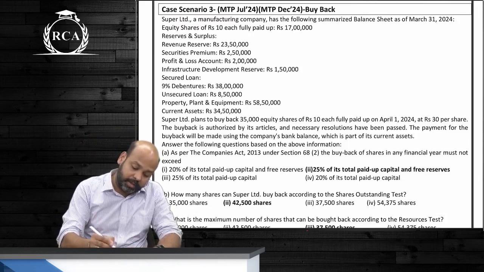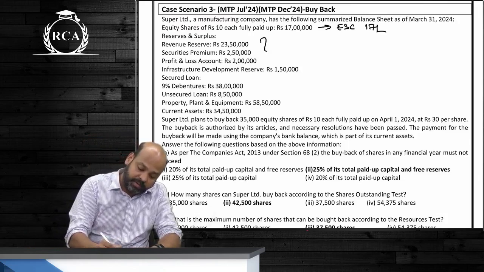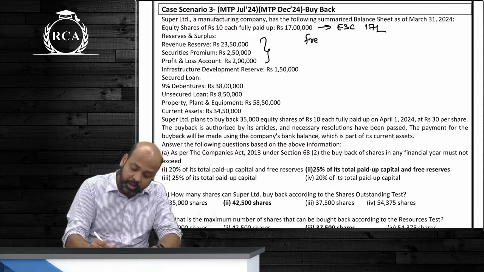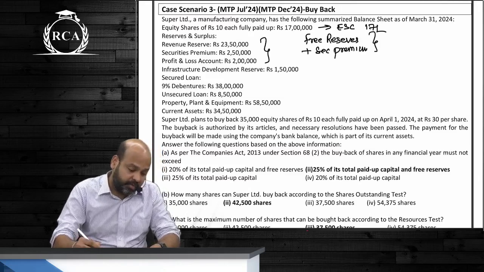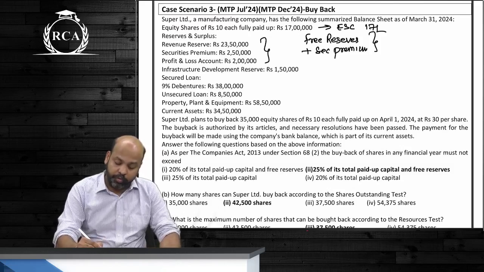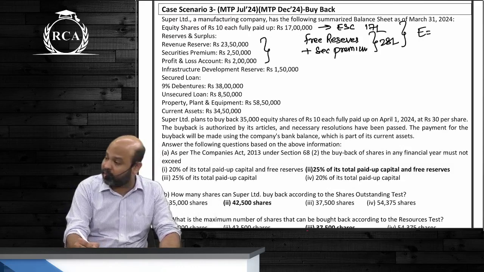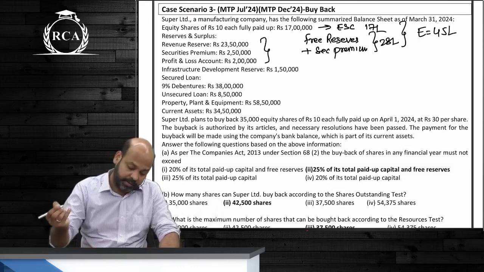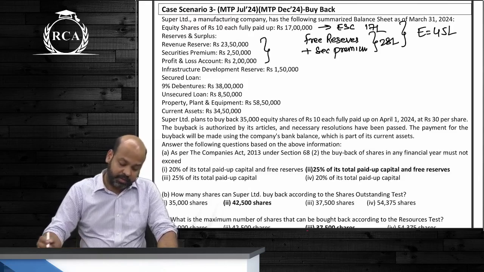So here, beta, your equity share capital is 17 lakhs. In reserves and surplus, you will not include infrastructure. You are only supposed to include free reserves and securities premium. How much are free reserves and securities premium collectively? 2350, 250, 28 lakhs. So your existing equity all put together is 45 lakhs. Existing equity beta is 45 lakhs.